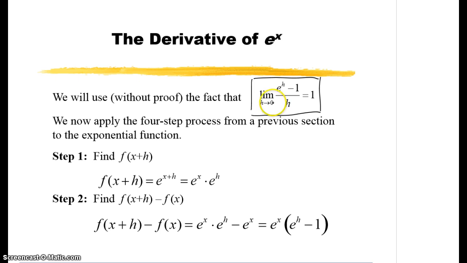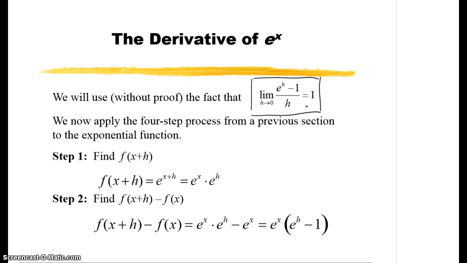If you're having trouble believing this statement, plug in small values of h, values near 0 from both left and right, into this expression, and create a table, a chart like we did in chapter 2. And you'll see that the values are getting closer and closer to 1 as h is getting closer and closer to 0. So that's one way to verify the statement without formally proving it. We're going to assume it for free in the following process.